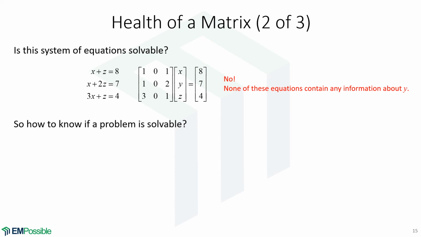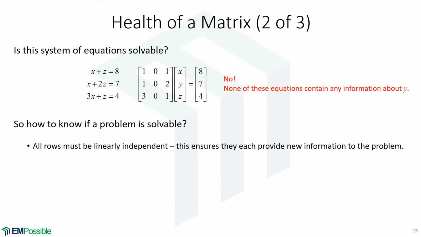So we went through a whole bunch of cases, and we also saw where maybe it's not immediately obvious looking at the matrix to see if it's solvable. So how do we know if a problem is solvable? Well, first, all the rows have to be linearly independent. So we can't have the second equation being the first equation plus the third equation, and we can't have the second equation being 2 times the first equation minus 7 times the third equation, because it doesn't provide any new information that way. So by having all rows linearly independent, that ensures that each row is contributing new information to the problem.